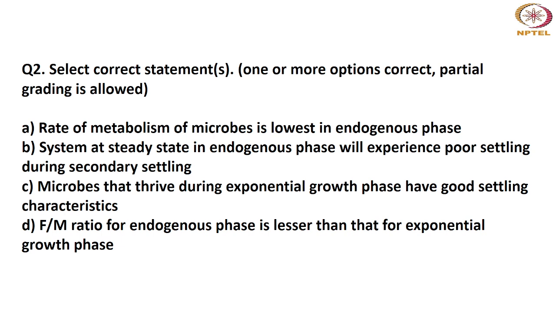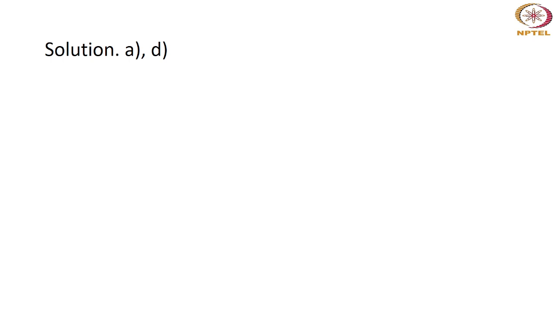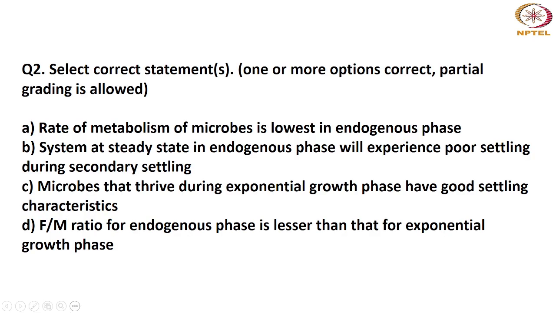Okay, I got the first answer from Murali. Thank you, Murali. You are saying A and D. Okay, we'll go for the solution. So A and D are the correct answers. Here you can check the rate is very low in the endogenous phase. But we cannot say that the system at steady state in the endogenous phase will experience poor settling during secondary settling. We cannot say these microbes that thrive during the exponential growth phase have good settling characteristics. But the last one is true, right?